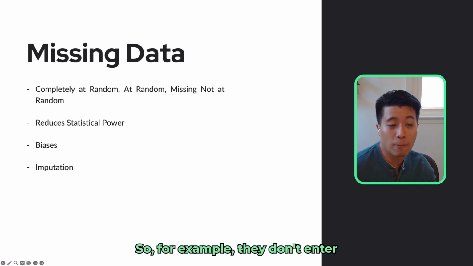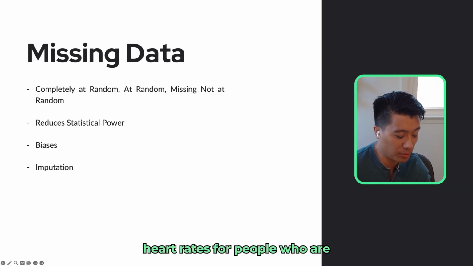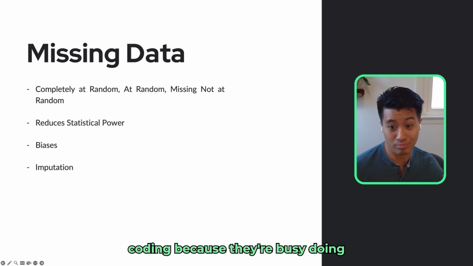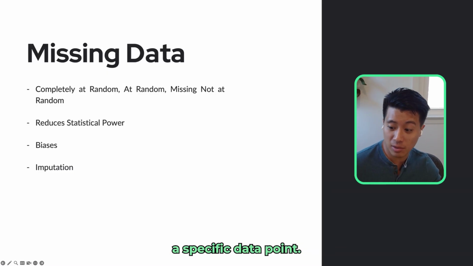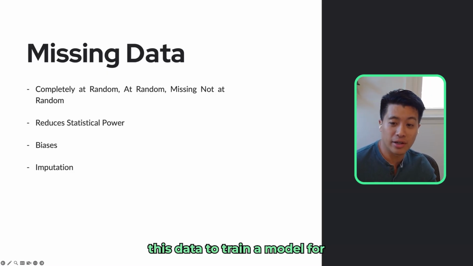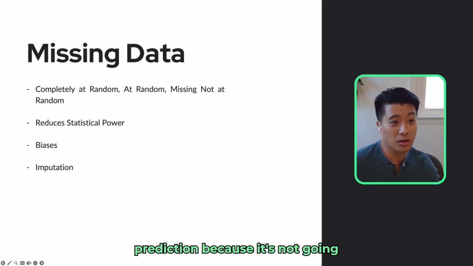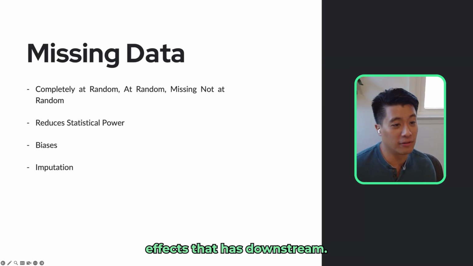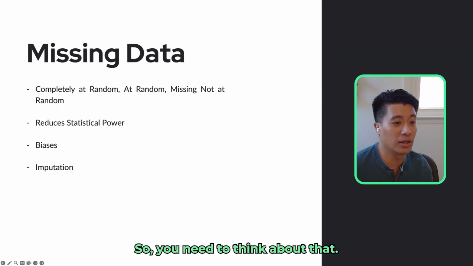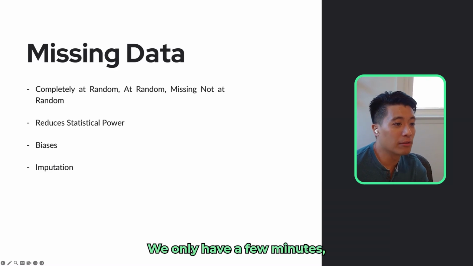So for example, they don't enter heart rates for people who are coding because they're busy doing CPR or something like that. Like they're not inputting a specific data point. It's a problem if you use this data to train a model for prediction, because it's not going to see the actual reason why the missing data is missing and what effects that has downstream. So you need to think about that. We don't need to get into the nitty gritty. We only have a few minutes.